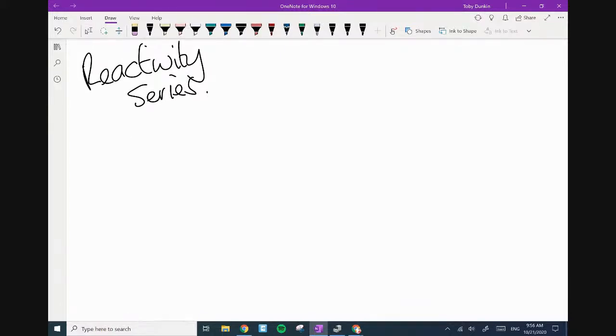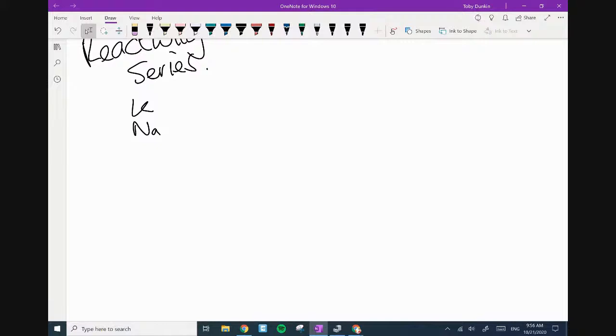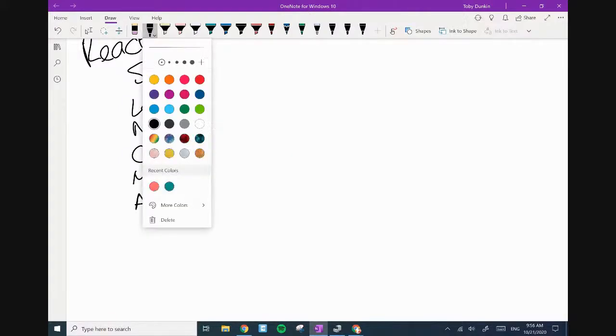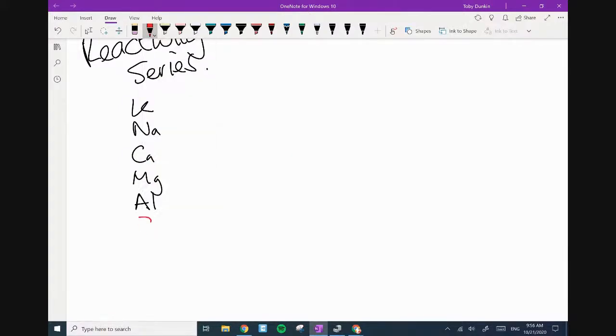I'm going to do it as symbols. Potassium. Then you get sodium. Then you get calcium. Then you get magnesium. Then you get aluminium, and then you get very, very important, I'm going to change my color here, carbon. Now that's important. I should actually do the other ones in red.